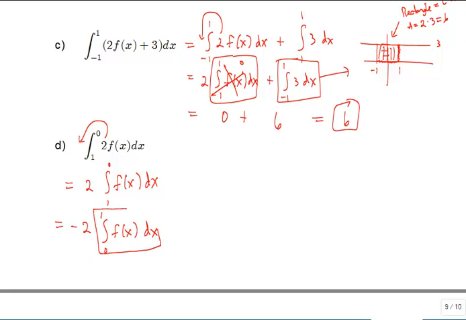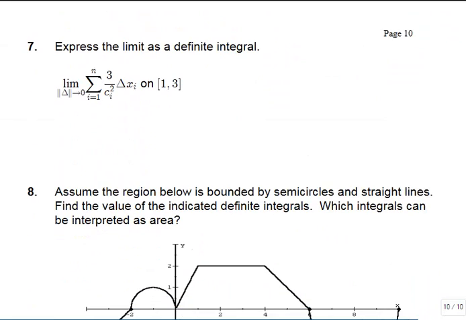And this, they told me, was 5. So when I multiply that by my -2, that is now out front, this just becomes -10. Okay?